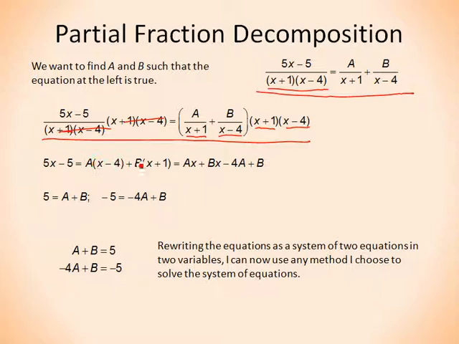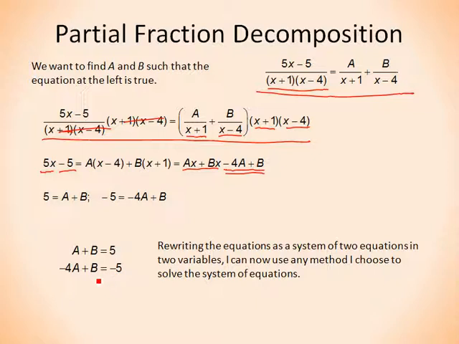Now I'm going to distribute in and rewrite so that I get my x's together and my constants together. When I have an equation like this, the coefficient of x over here has to equal the coefficient of x over here. So I'm going to get 5 is equal to a plus b. And the constant term here has to equal this constant term here. So negative 5 has to equal negative 4a plus b. That gives me two equations in two variables that I can rewrite as a system of equations.